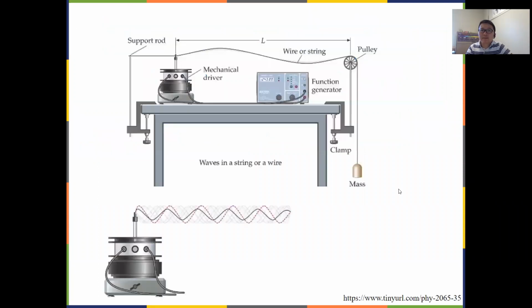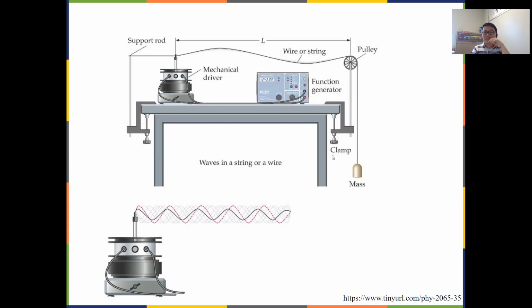All right. So in the lab, we did something like this. We have a vibrator that is controlled by the sine function generator, and then we create different loops. The tension in the string was achieved by hanging masses. So that's what we did in the lab. In this case, the string has two ends fixed, one by the vibrator, the other by the pulley. So the total length is L, as shown in the figure.